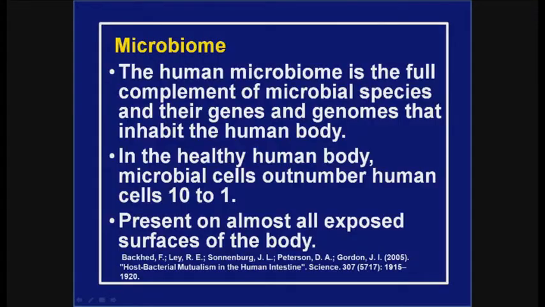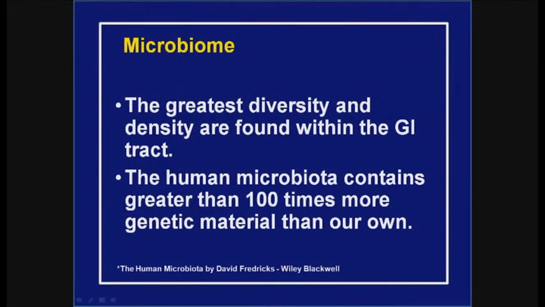Present on all exposed areas on the surface of the body, so outside, inside, all the mucous membranes throughout the whole body. The greatest diversity and density of these different microbes is in the gut. The human biota, in other words all these microbes, contain greater than 100 times more genetic material than our own. So within the genetic material of the microbe is every possibility of every permutation of the genetic code times 100. So in other words, there are many different types of genetic makeup that we don't even have. So within those microbes is the answer to all our human problems within our genetic expression.